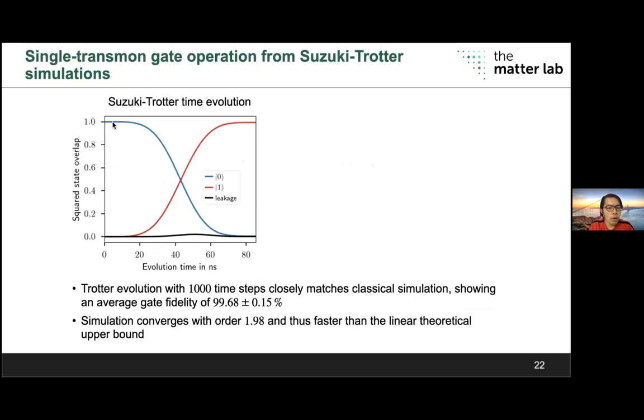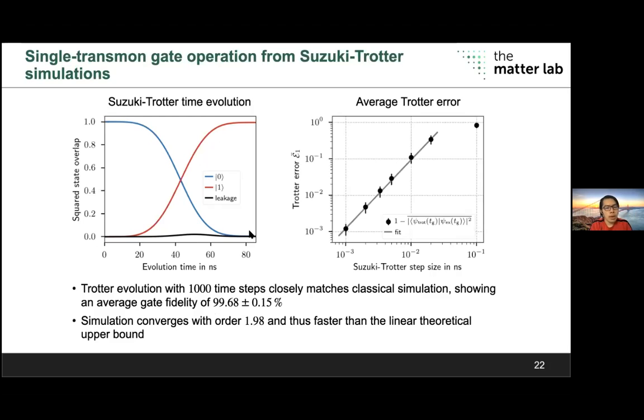This is the population of state zero, starting from state zero, coming down, and then state one is going up. So eventually, at the end of the day, you will get population arriving at the excited state. And again, you see there's still a very tiny, minimal leakage as well. As I mentioned, because this is not purely a two-level system, it has multiple levels, so if you consider those, you still have this leakage. This is the best fidelity that we got, the 99.66% average gate fidelity.